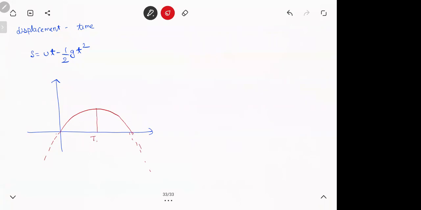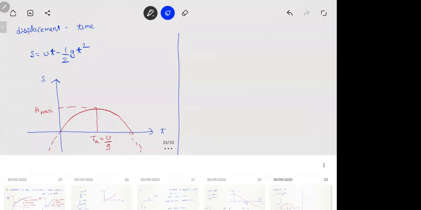This will be the time of ascent, and this will be h max. This will be the displacement time graph. Now, suppose I give you options for this. I'll turn the page back. Check this out.